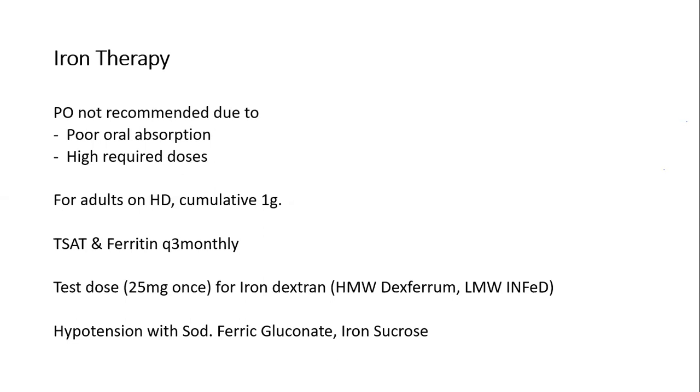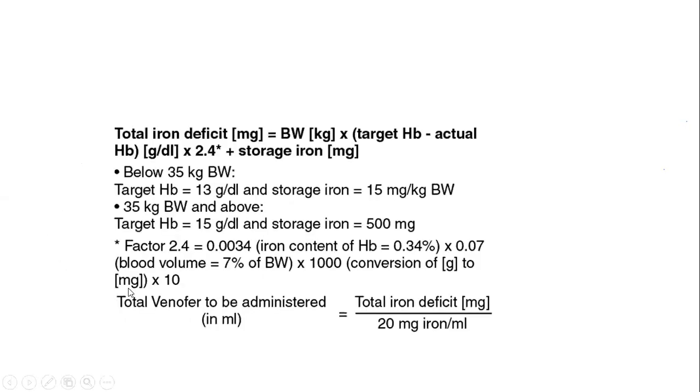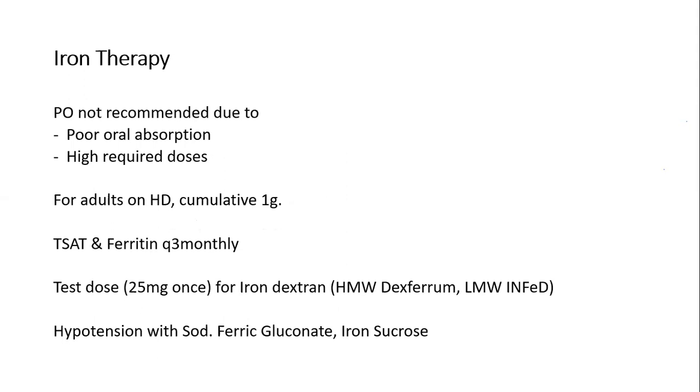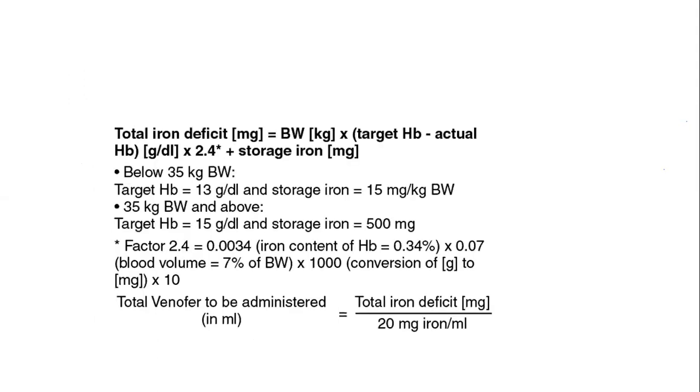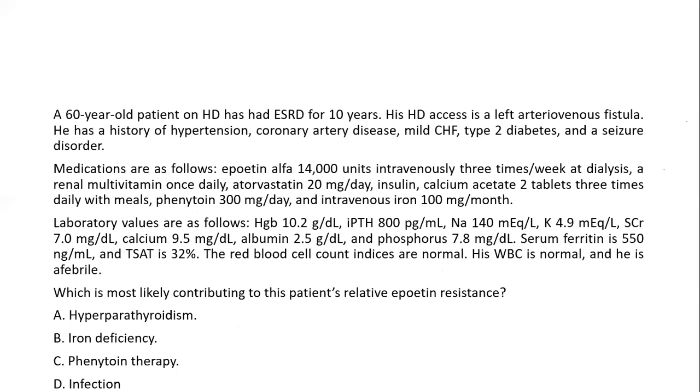Transferrin saturation is measured, and ferritin is also measured 3 monthly. A test dose of iron dextran is to be given. That's an important point. Whenever you have to give iron dextran, a test dose of 25 milligrams should be given before. And with ferric gluconate and iron sucrose, hypotension is the major adverse effect. I've just chosen the important points that need to be remembered. This is the formula for iron deficit calculation. You can just note it from here, and usually we do the iron deficit calculation from this formula.